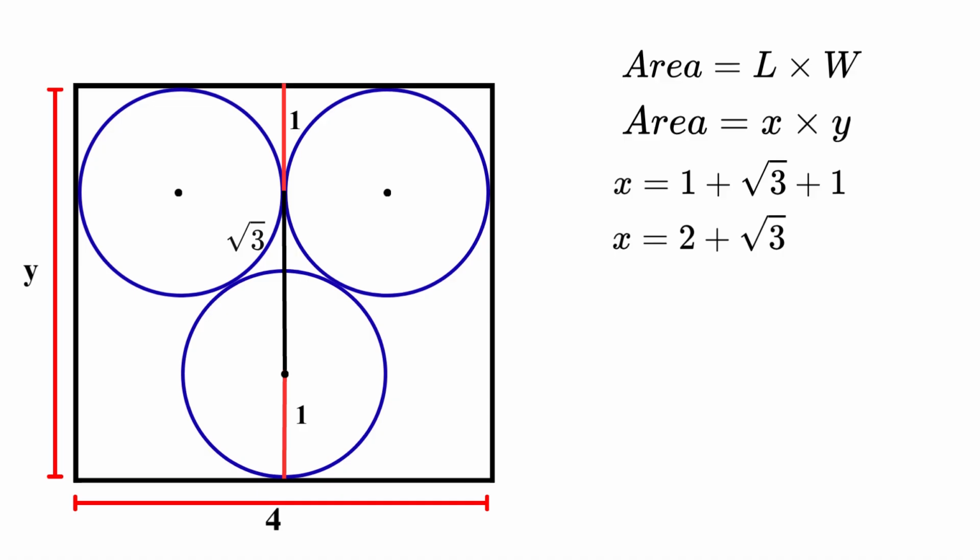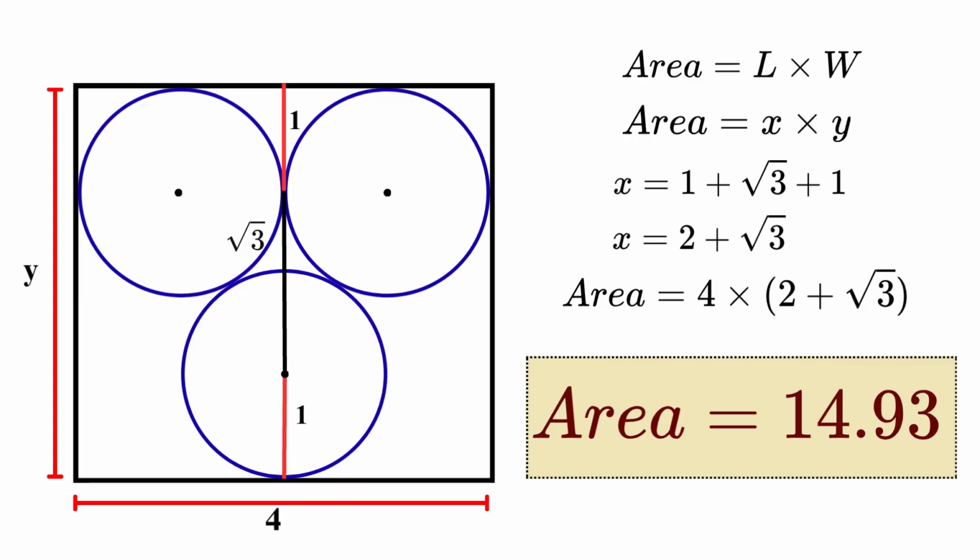Now, we have both the length and width of the rectangle. So we now find the area. Area equals x times y, which equals 4 times (2 plus square root of 3). By solving this, it gives us 14.93, and that is the area of the rectangle.